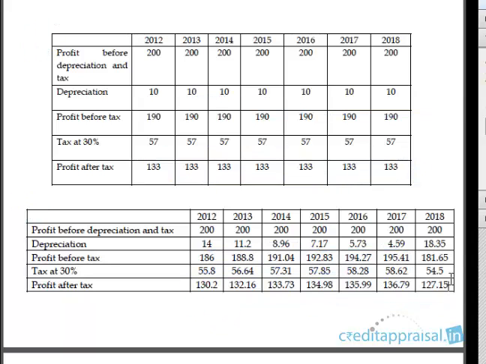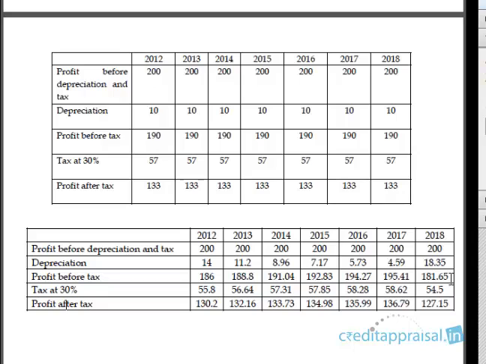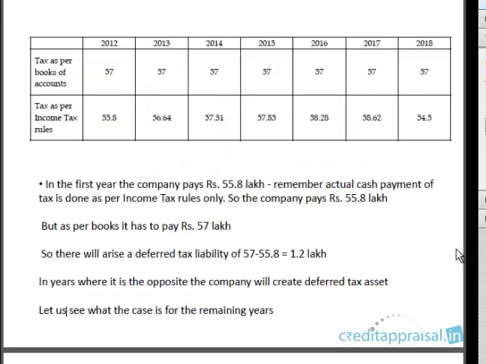So now let us see the tax portion. You see here the tax was 57 lakhs. Here it is the amount. Let us put this side by side. So in the next slide you can see we are placing them side by side. You see here in the first year the company has paid a tax of 55.8. Remember, the tax payment is always going to be done as per the Income Tax Act. So this is the books of account. This is tax calculation as per books of account, Companies Act. This is as per income tax rules.